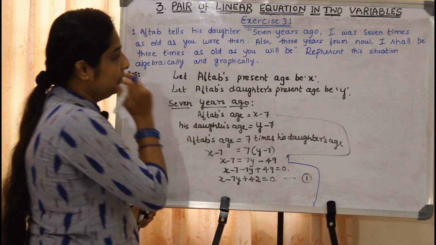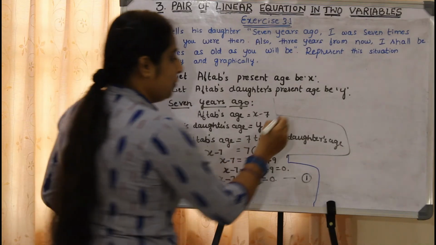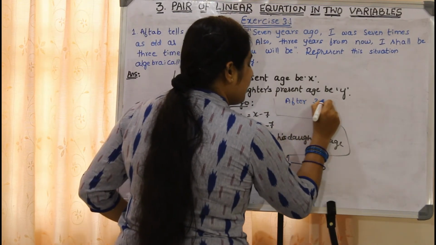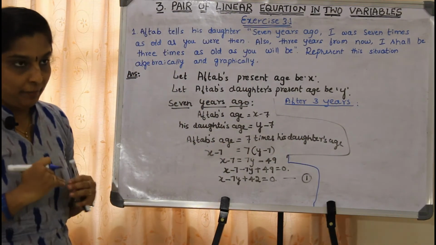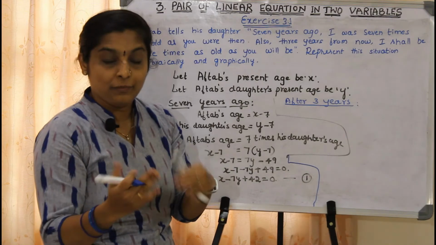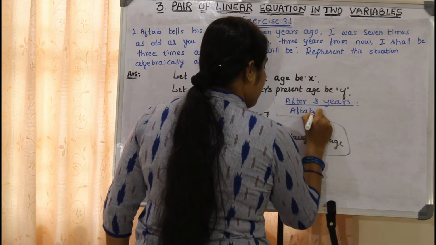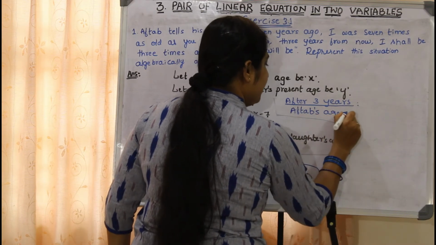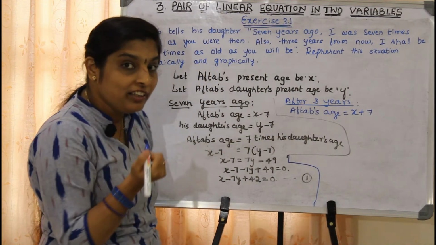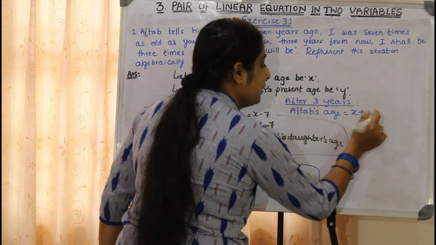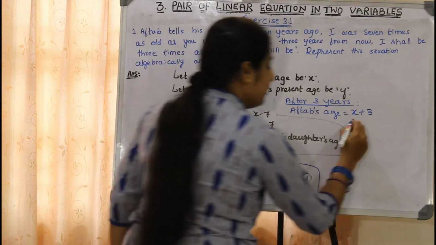So now let us say what is the second condition? 3 years from now. So after 3 years. So now Aftab's age is x, the present age. So after 3 years means his age will be x plus 3, and his daughter's age will be y plus 3.